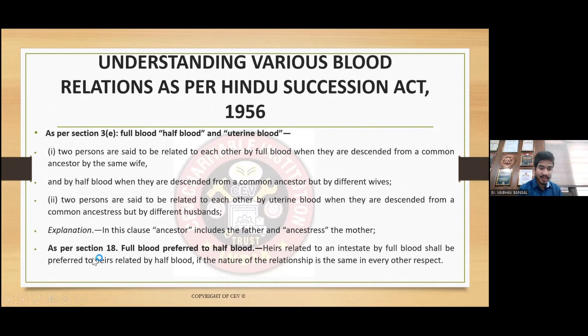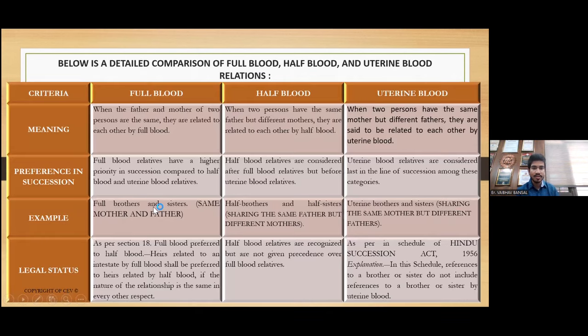Now, as per Section 18, full blood is preferred to half blood. Heirs related to an intestate by full blood shall be preferred to heirs related by half blood if the nature of the relationship is the same in every other respect. So now let us discuss in detail in tabular form.